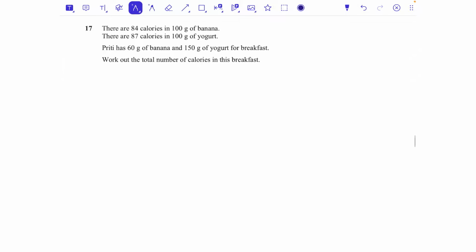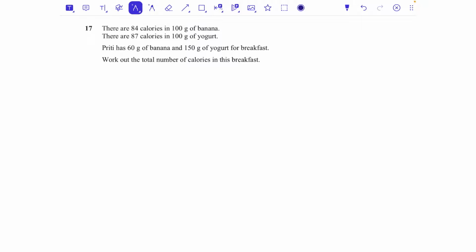Question number 17. There are 84 calories in 100 grams of banana and 87 calories in 100 grams of yogurt. Preeti has 60 grams of banana and 150 grams of yogurt for breakfast. Work out the total number of calories in this breakfast.